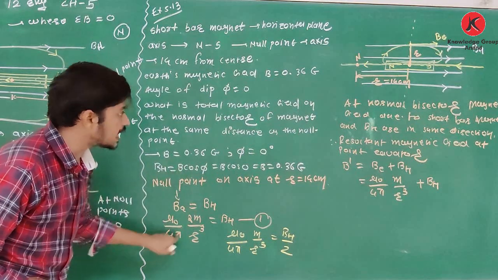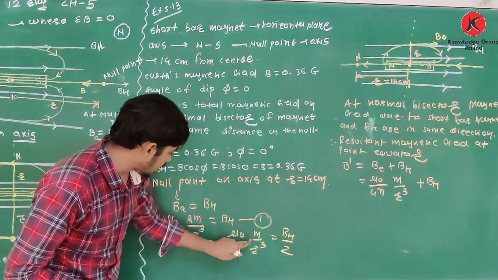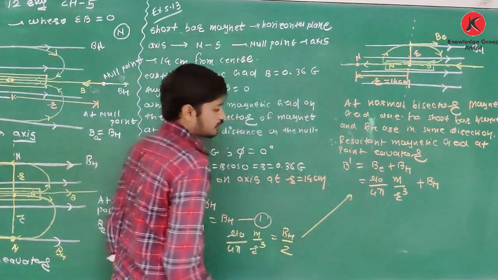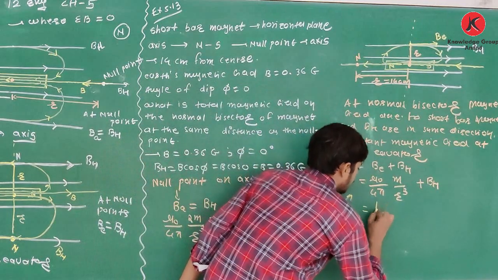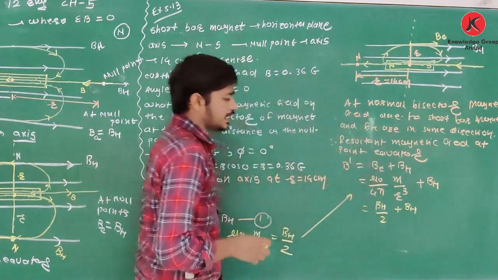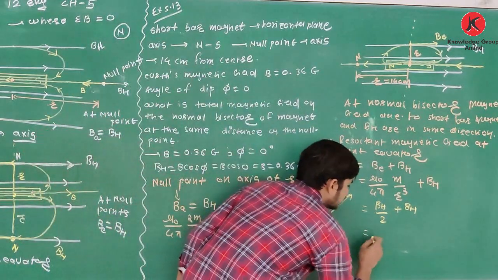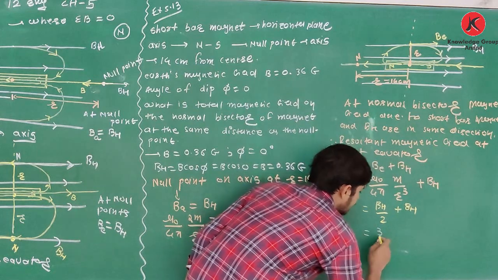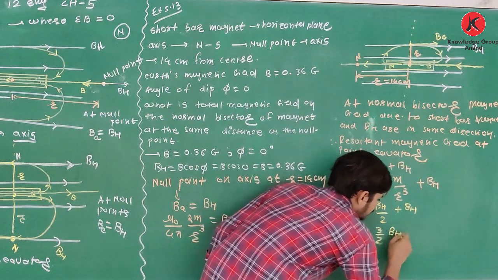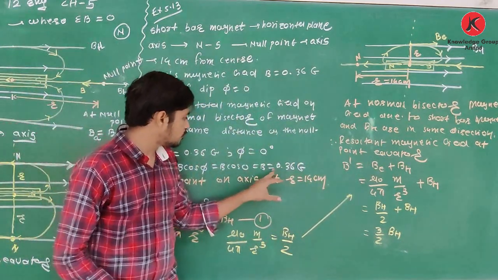Clear about this? You are given the same distance: on the axis at distance r, on the equator at distance r. So yes, mu 0 upon 4 pi m upon r cube is equal to BH by 2. So I will place this value here. It will become BH by 2 plus BH. Simple? Yes or no? So here it is 3 by 2 BH. Clear about this?